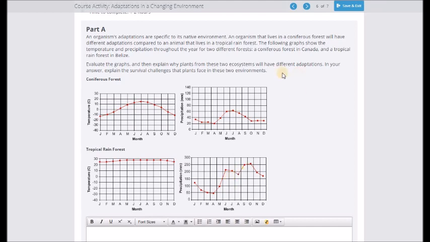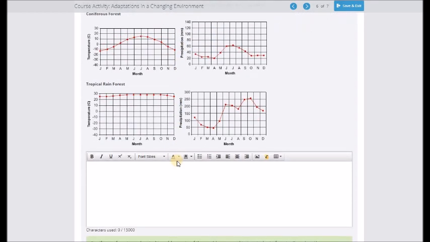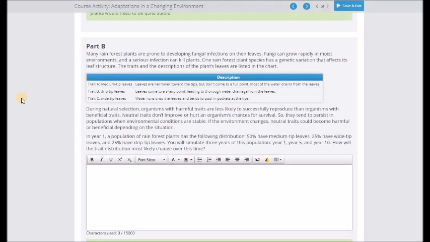So the first thing you're going to do is evaluate these two graphs and explain why plants from these two ecosystems have different adaptations. And you can use what I just said: lots of rain and never freezes in the tropical rainforest; not so much rain and freezes often in the coniferous forest. What does that do?